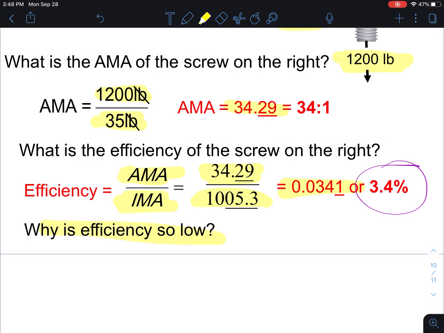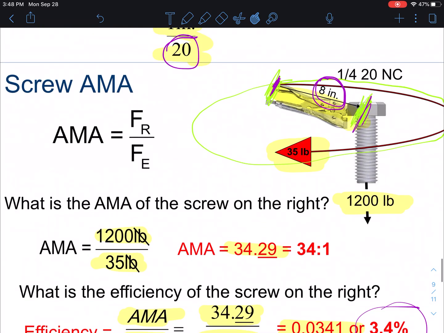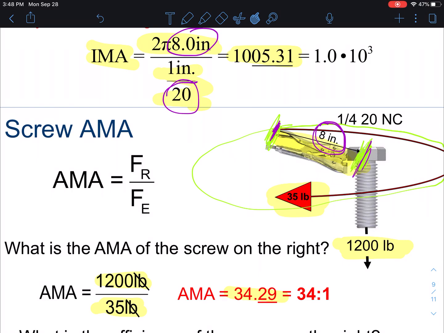We have a question here on the bottom. Well, the efficiency is so low because we have a tremendous amount of friction in a screw. Okay, you're putting a screw through a piece of metal or through a piece of wood, and it's very tight, the threads onto the wood or onto the metal, and that's why you get such a low efficiency. Okay, hope that helps you guys out.